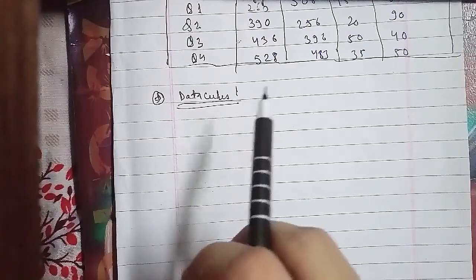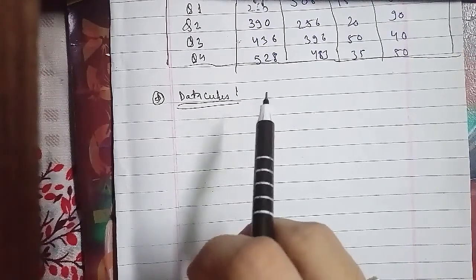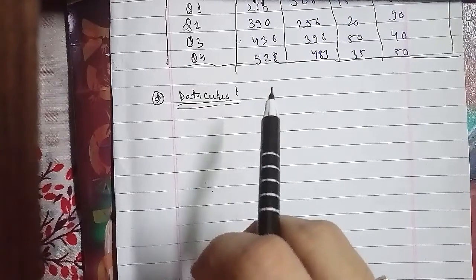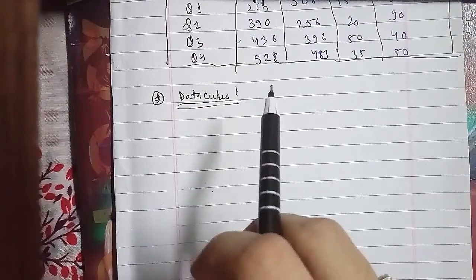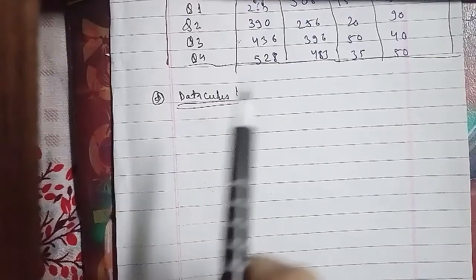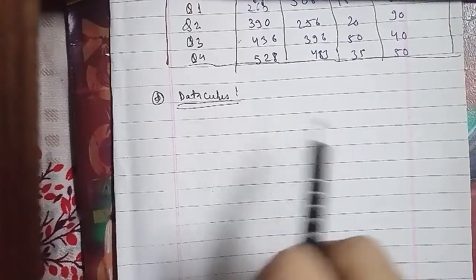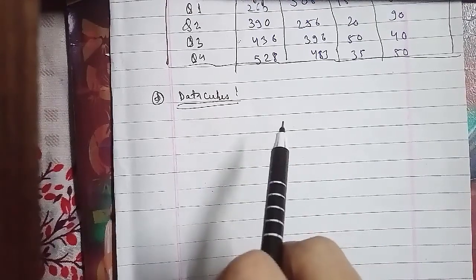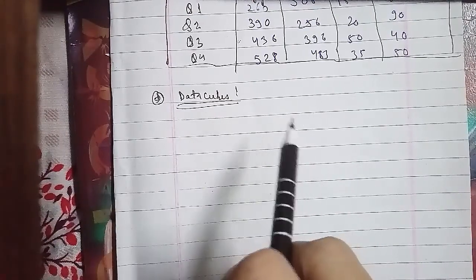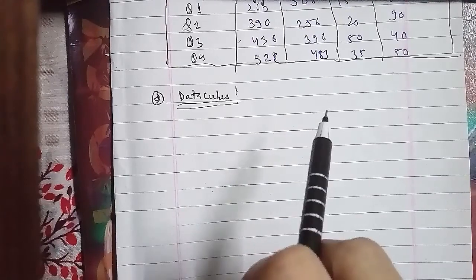The data cube approach has a few alternative names or variants, such as multi-dimensional database, materialized view, or OLAP, that is online analytical processing as well. The general idea of the approach is to materialize certain expensive computations that are frequently queried.